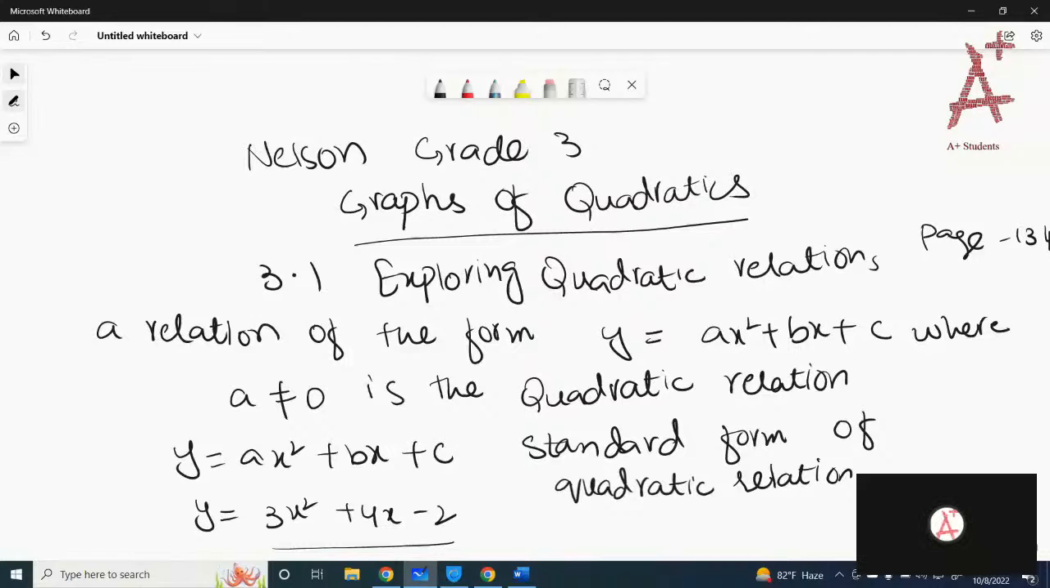Okay, so how do we know if the equation is quadratic? We can calculate the first differences of the values and the second differences of the values. If the second differences of the values are equal, that means they are quadratic relations. Got it?